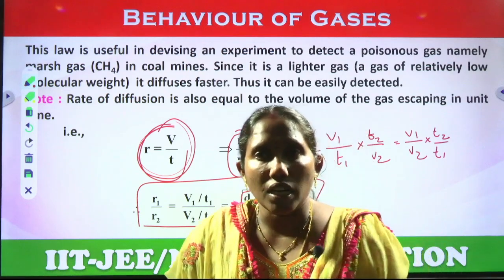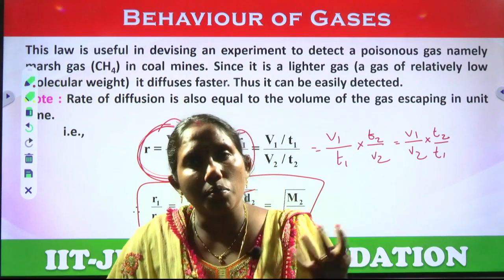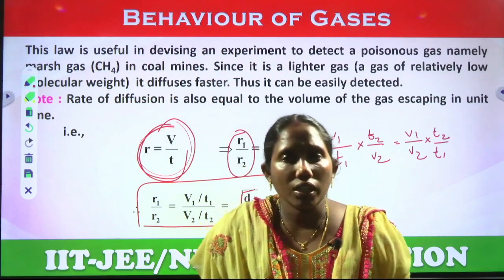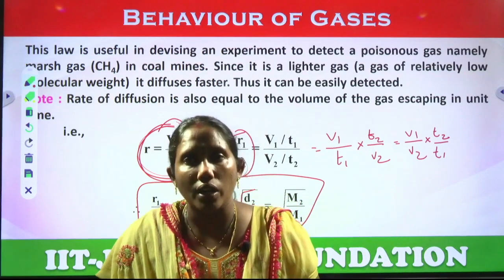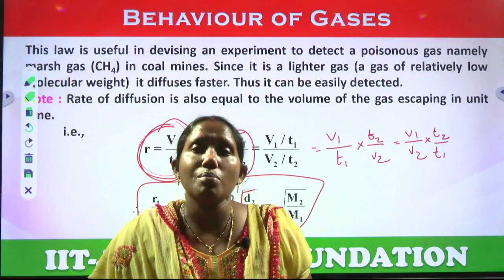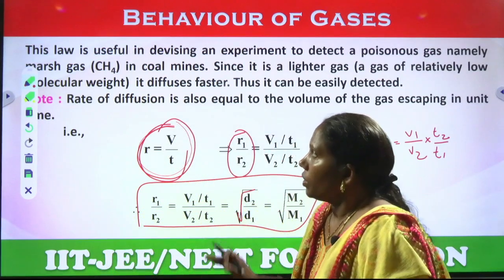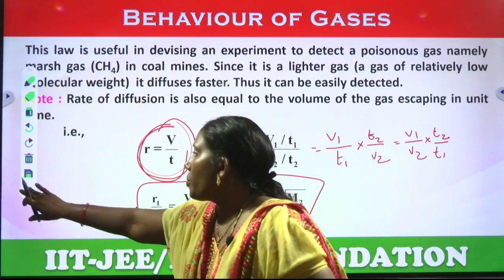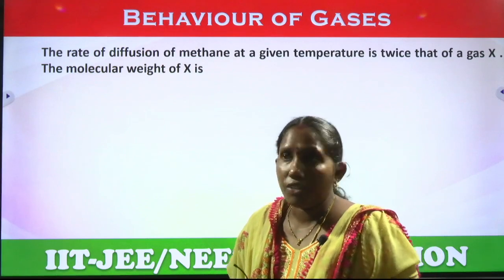What basically Graham explained is that diffusion depends upon the density of the gas or molecular weight of the gas. Molecular weight is less, density is less, diffusion's rate is more. Rate of diffusion is inversely proportional to its molecular weight or its density with square root, right? So this is Graham's law of diffusion, right? Let us see one problem based on Graham's law of diffusion.